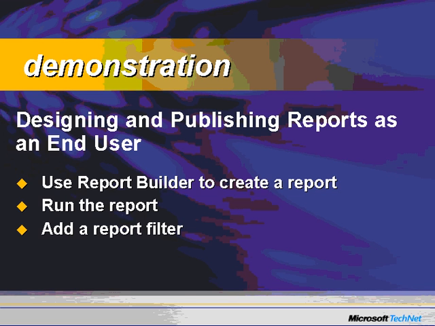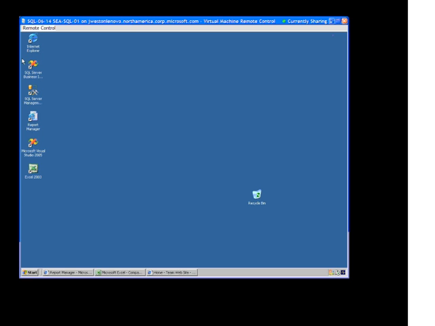All right, so let's go take a look at these tools. Again, enough with the slides. Let's go take a look more and have fun with the product. So in this demonstration, we're going to use Report Builder to create a report, run that report, and then add a filter to it. So let's go back to our demonstration machine I've got here, and let's restore that SharePoint that we've got.